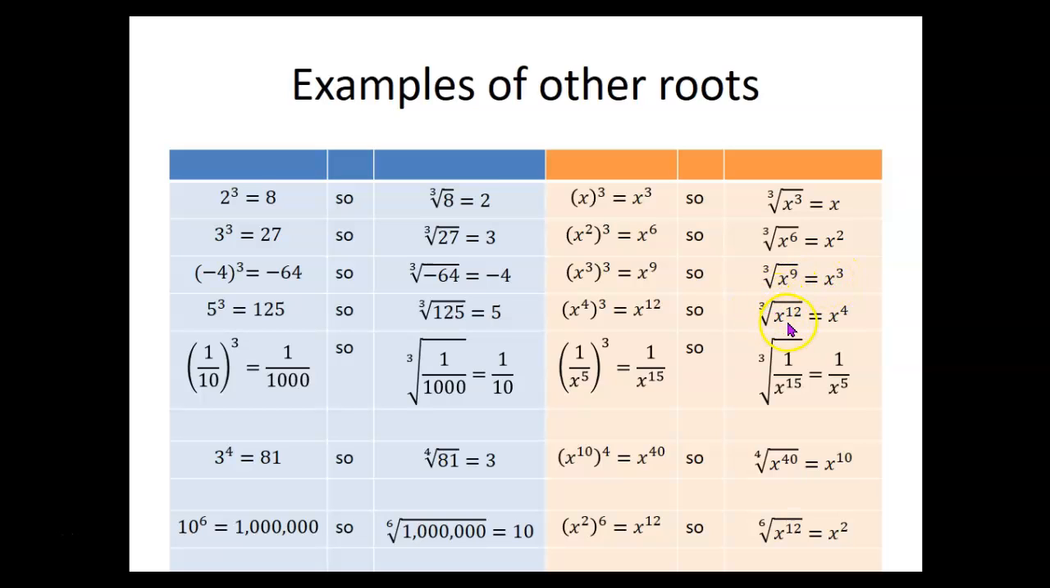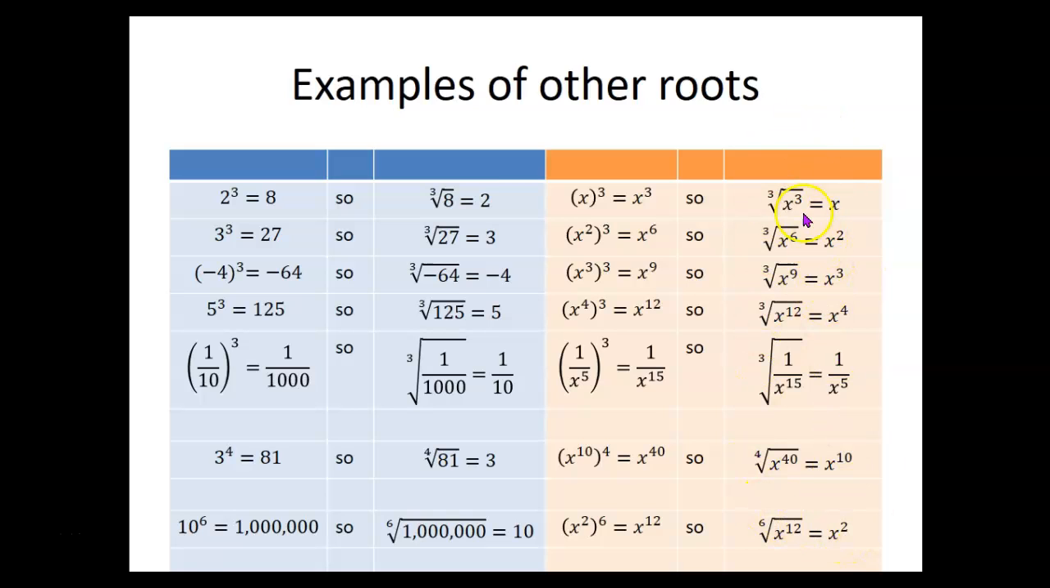The cube root of x to the 12th is x to the fourth. The fourth root, well, x to the 10th to the fourth is x to the 40th. So the fourth root of x to the 40th is x to the 10th. If you start with x squared and raise it to the sixth power, you get x to the 12th. So the sixth root of x to the 12th is x squared.